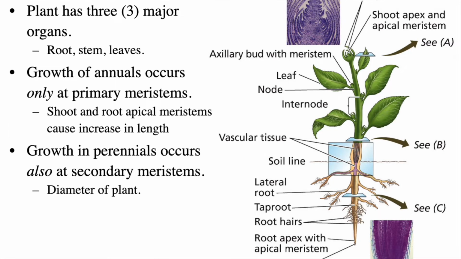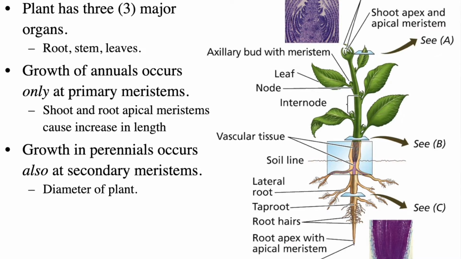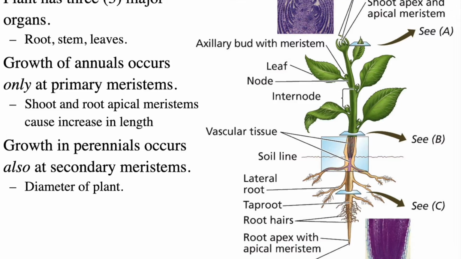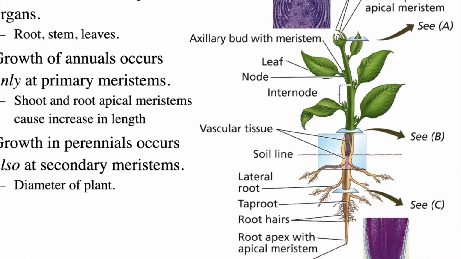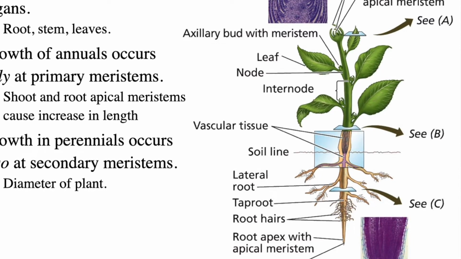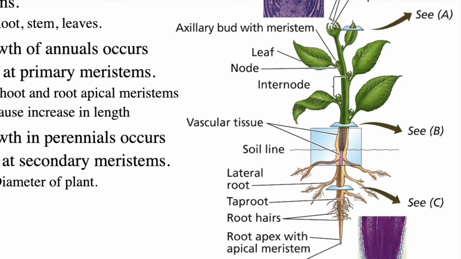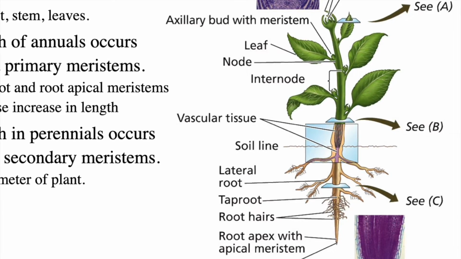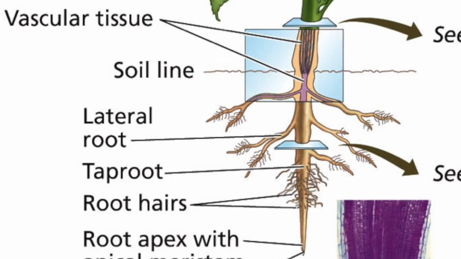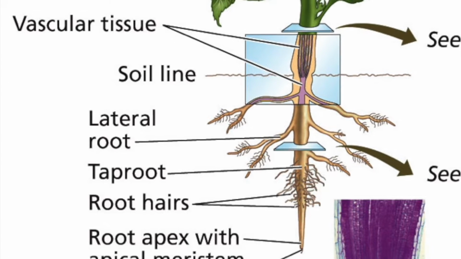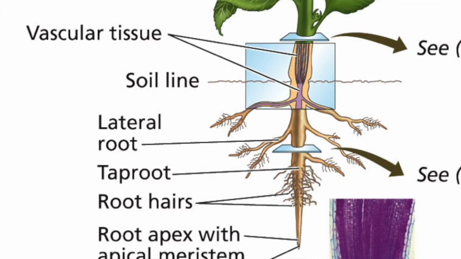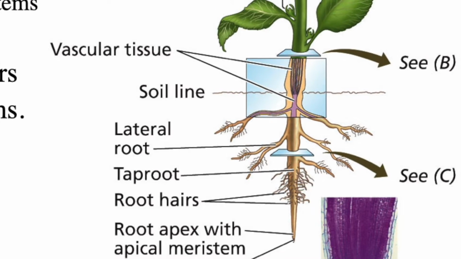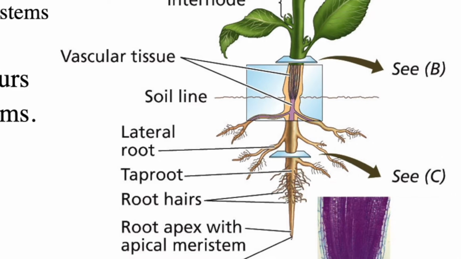So you can see the three major organs here in this image. We have leaves, we have a stem that supports those leaves, and we have a root system composed of, in this case, a taproot and lateral roots. In addition, the taproots or roots can have root hairs in certain portions of the root. We will get into these details more in the future.